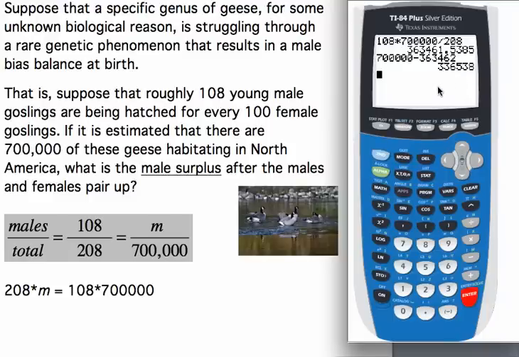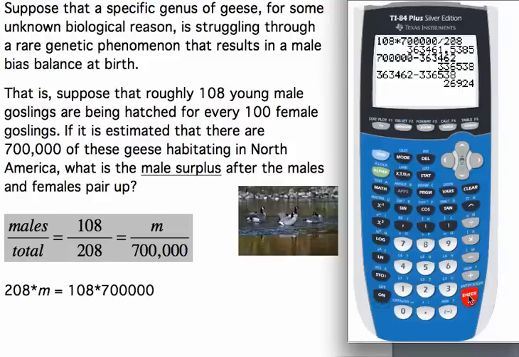Now to find the male surplus, it's simply a matter of taking the male geese, 363,462, and subtracting the number of female geese, 336,538. And what is left over after they've paired up, mating for life, would be the surplus.